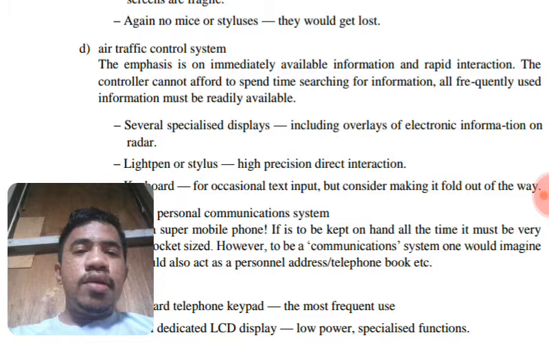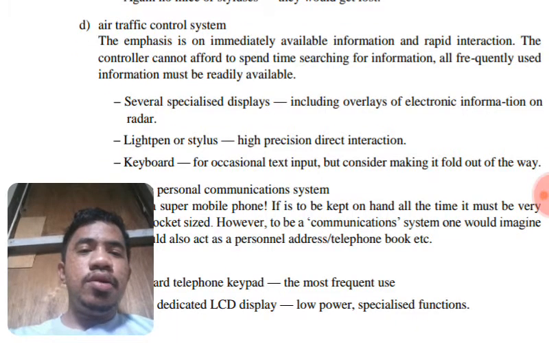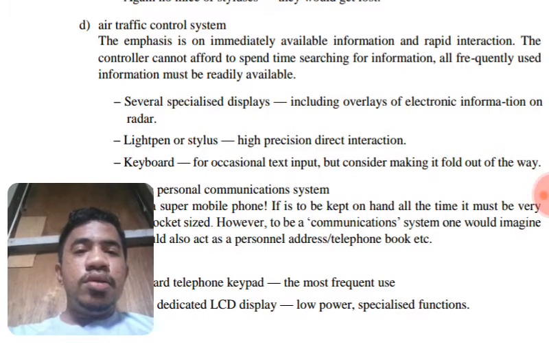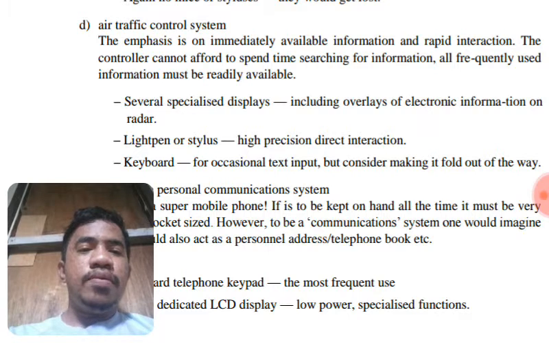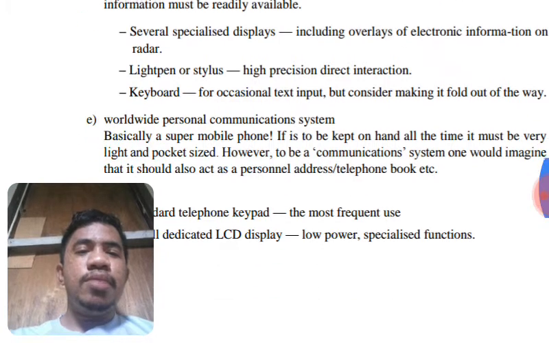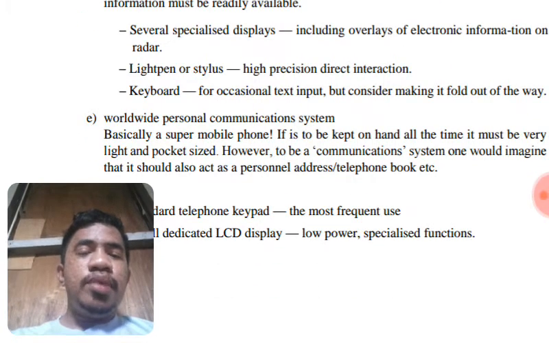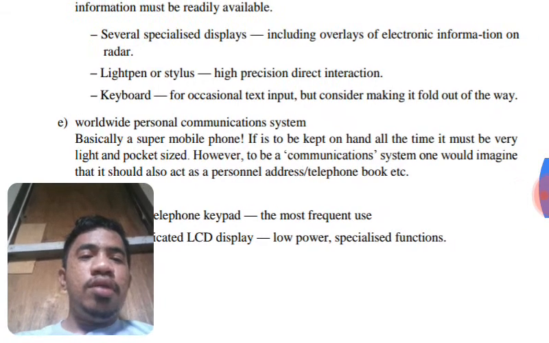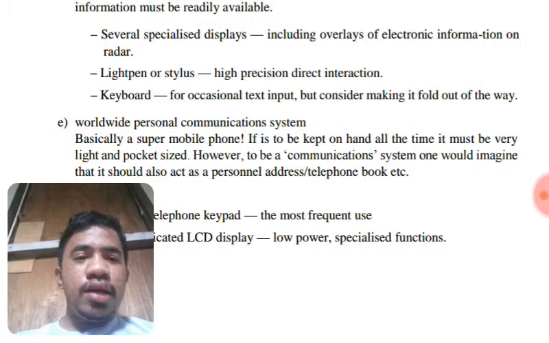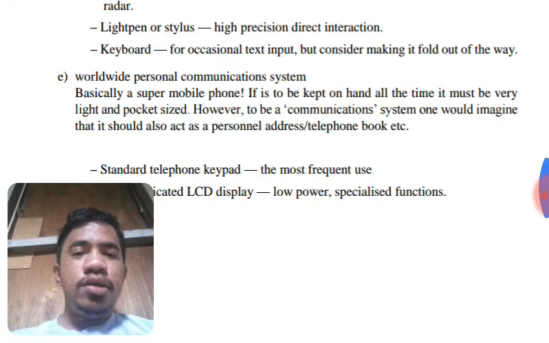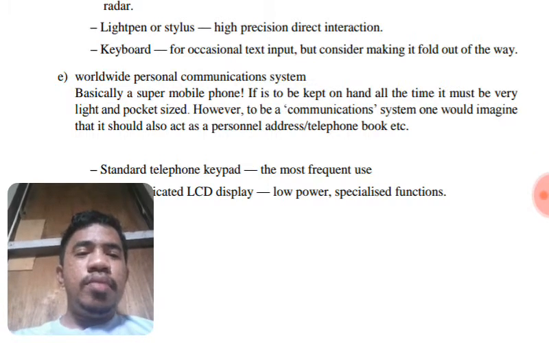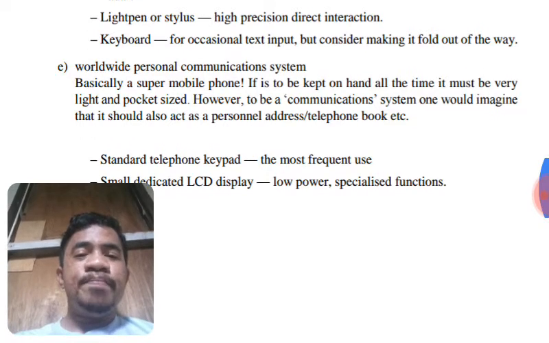D. The air traffic control system. The emphasis is on immediately available information and rapid interaction. The controller cannot afford to spend time searching for information. All frequently used information must be readily available. Several specialist displays, including overlay of electronic information on radar. Light pen or stylus for high precision direct interaction. Keyboard for occasional text input, but consider making it fold out of the way.